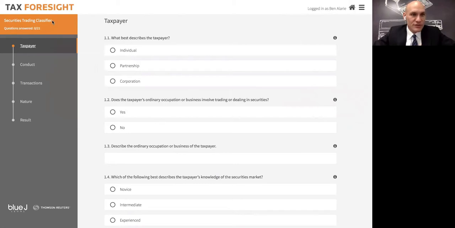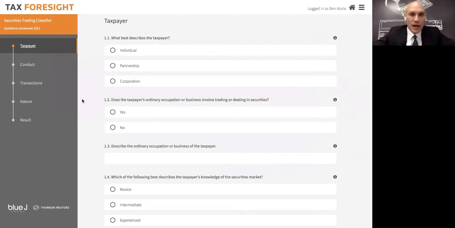Okay, so just at a glance here, what do we have? Well, we're told it's a securities trading classifier. We haven't answered any of the 21 questions yet. We're going to answer some questions first, apparently, about the taxpayer, then about the taxpayer's conduct, about the transactions, the nature of the trades, then we're going to get the result.